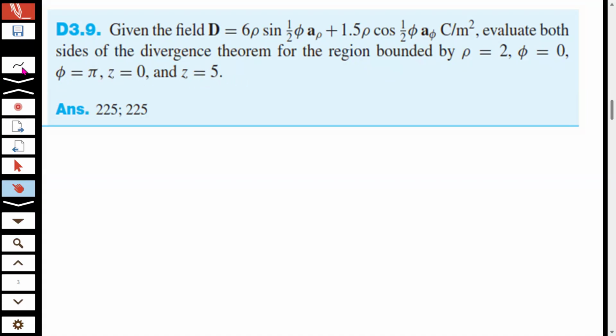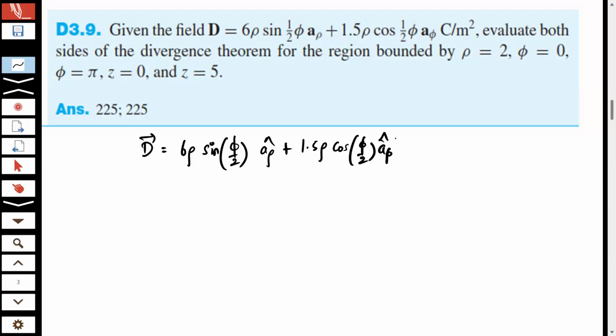So let us start solving the numerical problem. I'll write the vector D, which is 6 rho sin(phi/2), which is sine of half of phi, in a_rho, and 1.5 rho cos(phi/2), which is phi by 2, a_phi coulomb per meter square. And the region is bounded by 5 sides: rho equals 2, phi 0, phi pi, z 0, z 5.